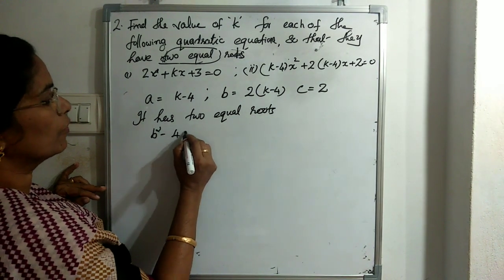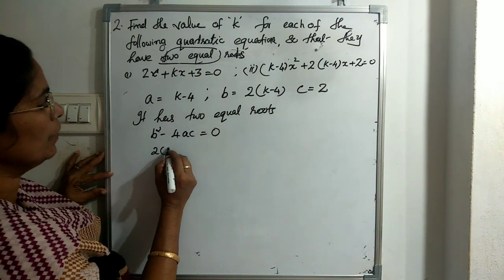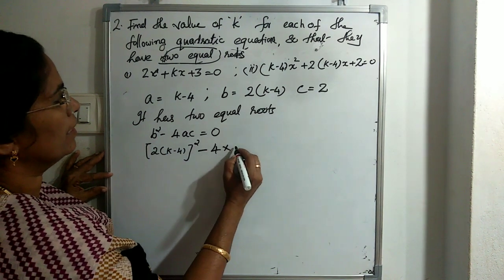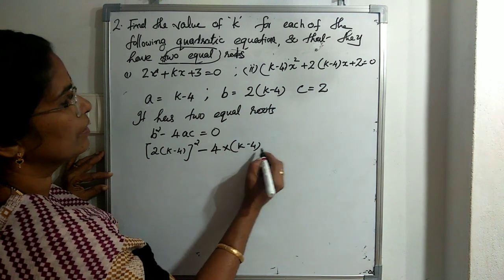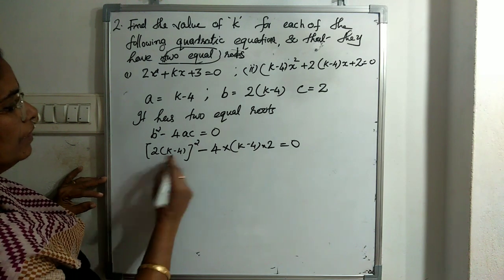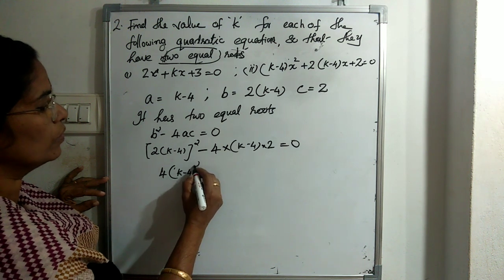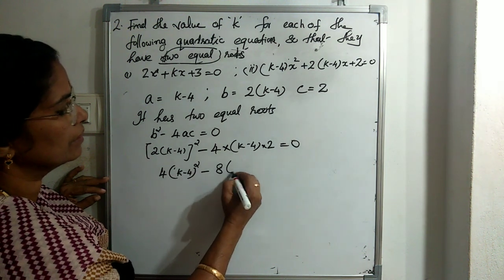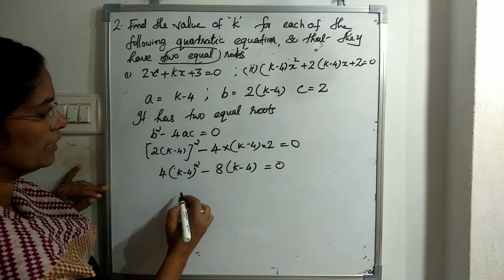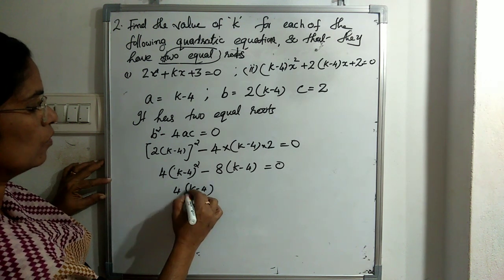So b square minus 4ac equal to 0. That is our condition. b square is 2 into (k minus 4) whole square, minus 4a, that is k minus 4, into c, 2, that is equal to 0. Or we can expand it. 2 square is 4, 4 into (k minus 4) whole square, minus 4 into 2 is 8 into (k minus 4) equal to 0. From these two terms we can take 4 (k minus 4) common.